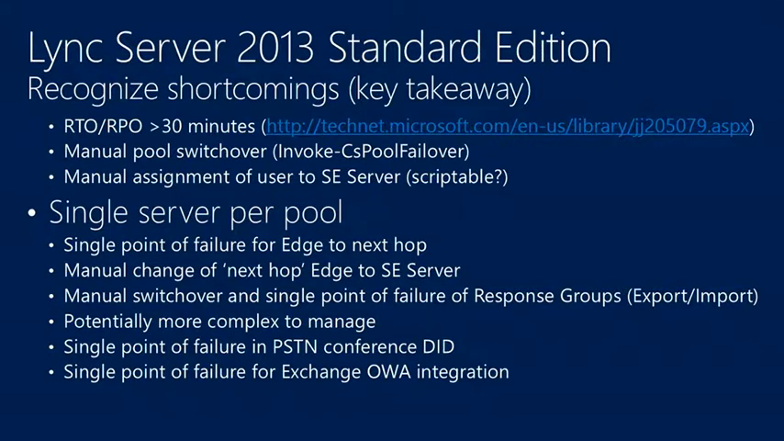Edge today only has a single next hop, meaning that in the pool failover, I do have to change that next hop for Edge. There is a manual switchover and single point of failure on response groups. Remember, that wasn't one of the things that we go through in pool failover. We say more complex, potentially more complex to manage, right? Standard edition, we have a set of management tasks. We're having to do Edge next hop and pool failover activities. Enterprise edition has a different set of administrative tasks. Now we have SQL backends, witnesses, and quorums to go through.